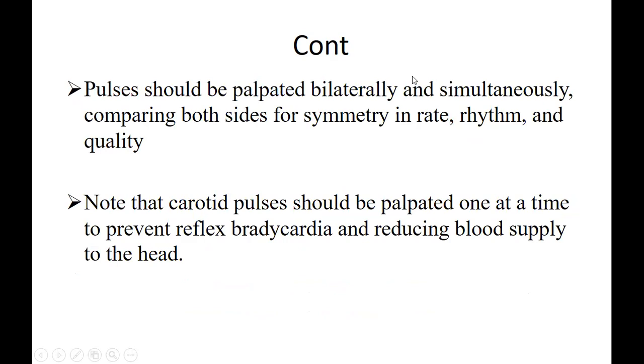Now, pulses should be palpated bilaterally and simultaneously, except for the carotid pulses, of course, so that you are able to feel for the rhythm and compare the two. Normally, left and right pulses should be symmetrical. Note that carotid pulses should be palpated one at a time. This I've already talked about, to prevent reflex bradycardia, and also when you palpate them bilaterally, you may cause reduced blood supply to the brain or to the head.